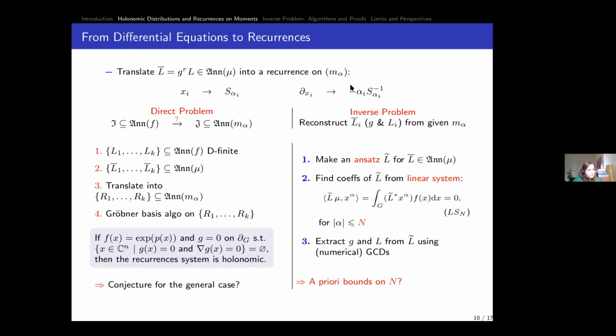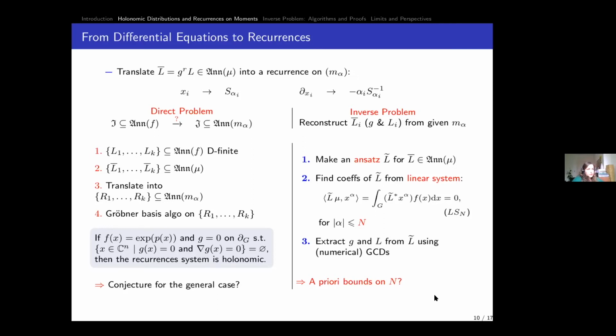And for the inverse problem, we suppose that we know the moments and we put an ansatz on what this operator should be. We put a symbolic ansatz, and we consider that the coefficients of this operator are not known. We solve the system up to an order n, and then we can obtain the coefficients of the polynomials involved in the whole operator g to the r times L, and then extract g and L using GCDs. Or if everything is given numerically, we have to use some numerical extraction here.